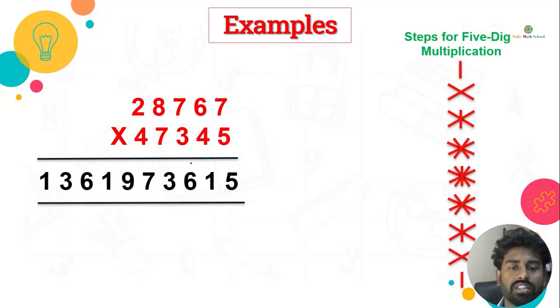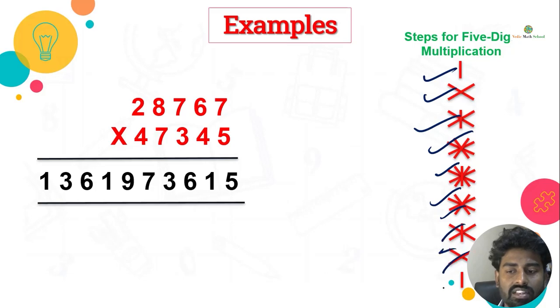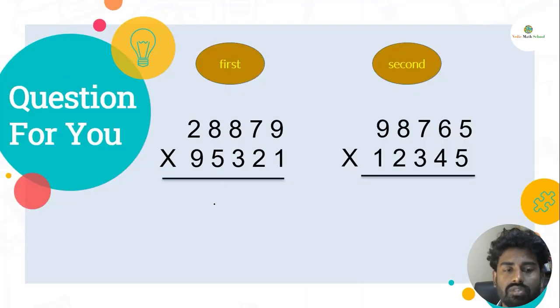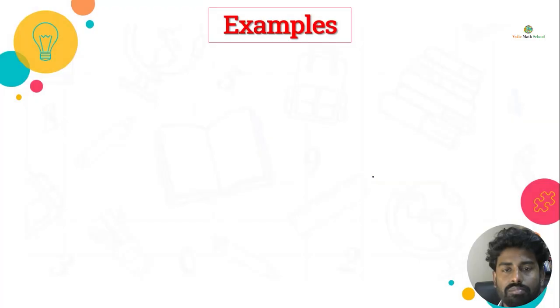Again here, 28767 multiplied by 4764, and these are the steps: Step 1, 2, 3, 4, 5, 6, 7. You will do it and you will get the answer. And these are examples that you have to do yourself. If you solve it yourself, you will get the answer very quickly. Okay. So let's take one example that I am going to discuss here one by one.